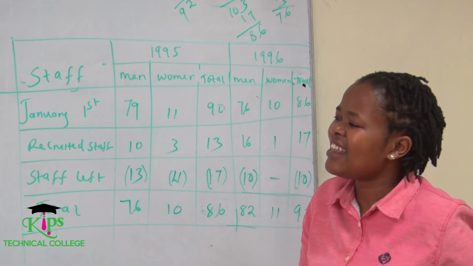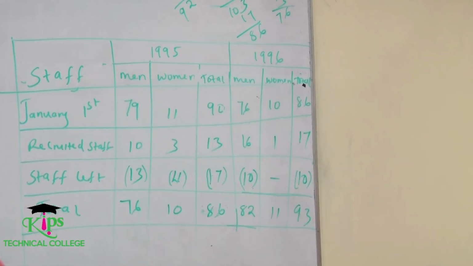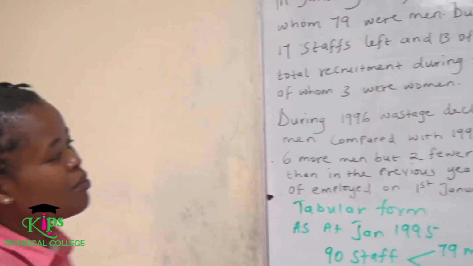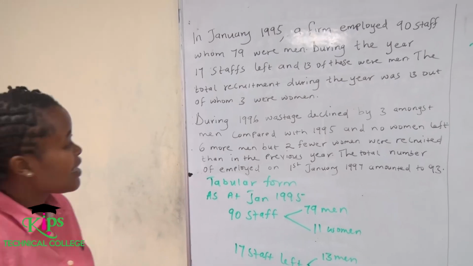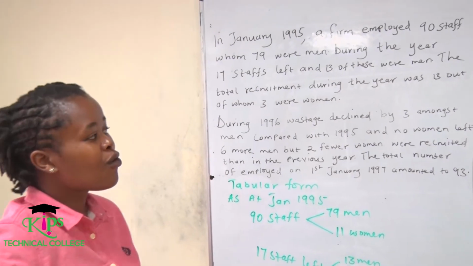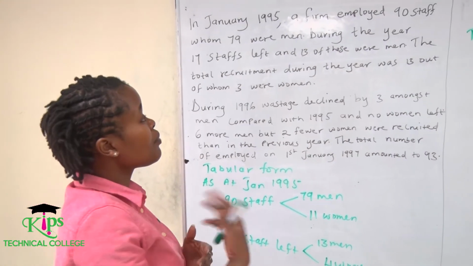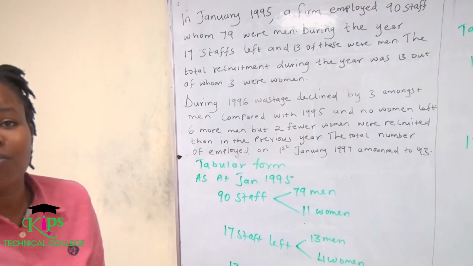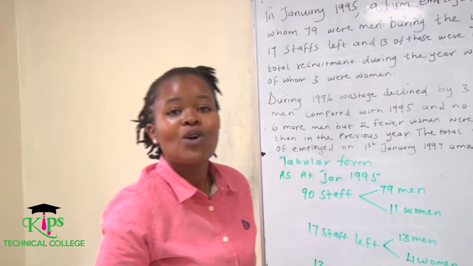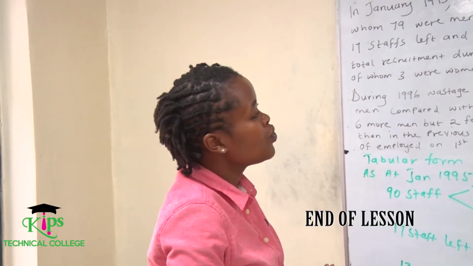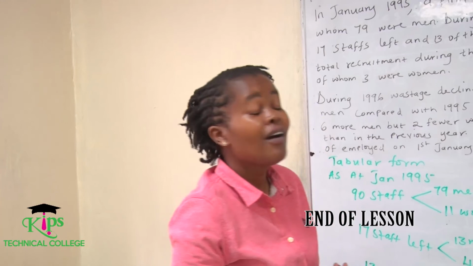So basically, that is how you convert or tabulate the information to a table form. We will also discuss another question on frequency distribution, and you'll be able to see another form of coming up with a table in our next lesson. I'll give you an assignment for you to try on your own to come up with a table.